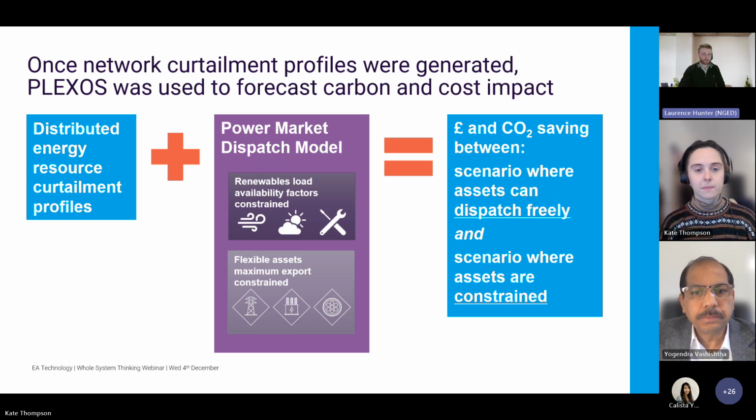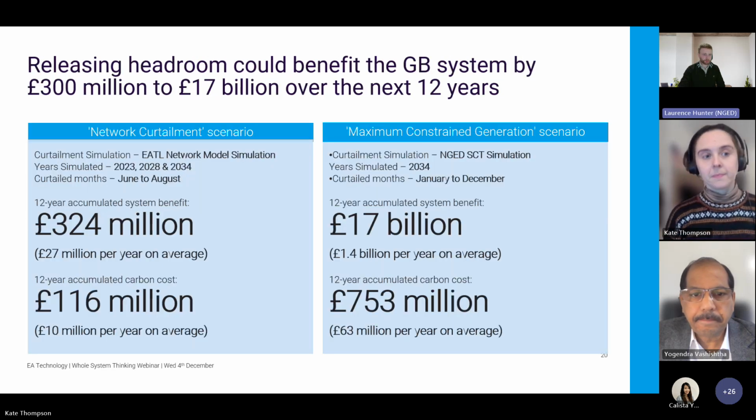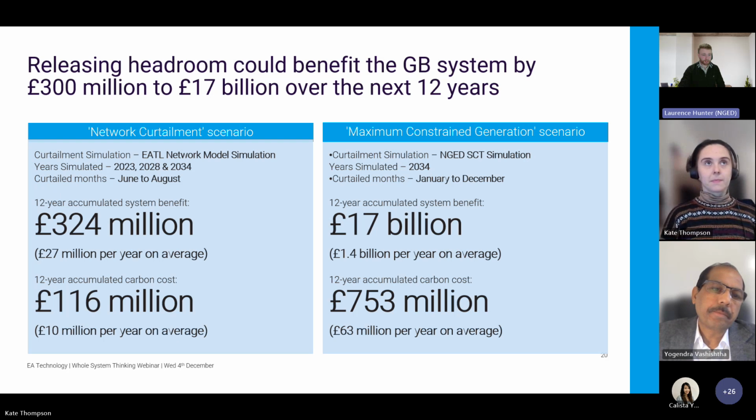A scenario where assets can dispatch freely, there's no curtailment issued at all, and a scenario where assets are constrained. And so looking at the price difference and carbon difference between these 2 scenarios, we were able to forecast the overall benefit each scenario offered. So our next slide will share some of these findings.